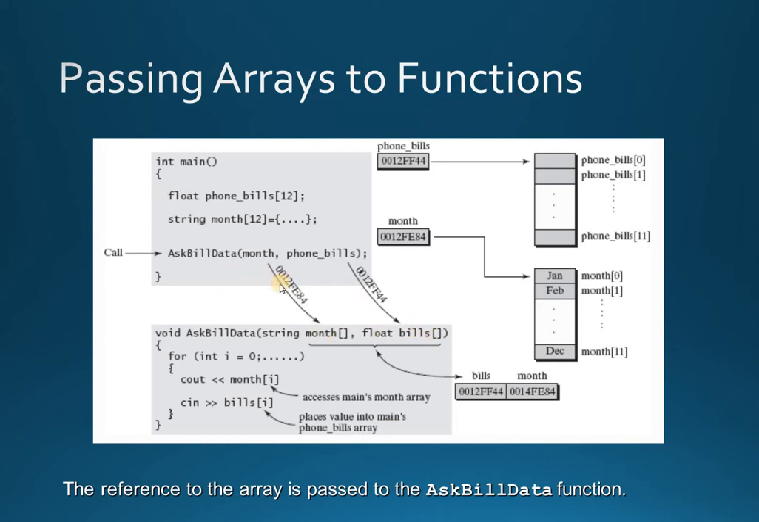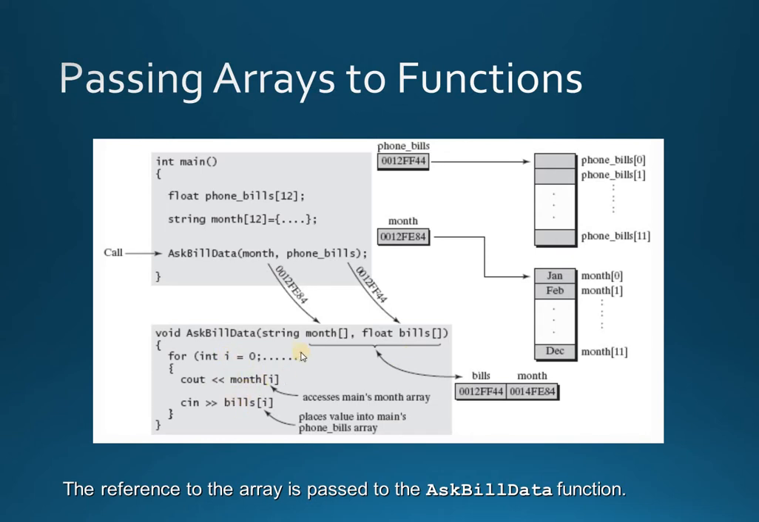Now notice the address of month is 0012 FE84, and the address of month in here is 0012 FE84. I know this says 14, but that's a typo. The address of phoneBills is 0012 FF44, and the address in the function is 0012 FF44. So we are really passing the address of the array.